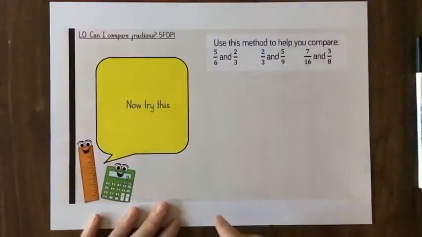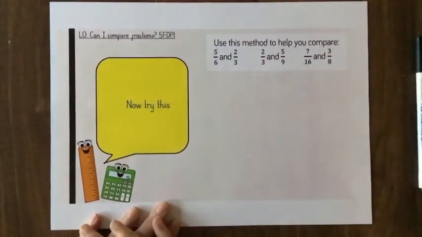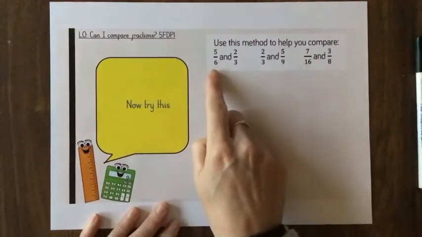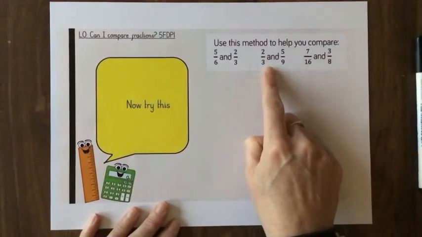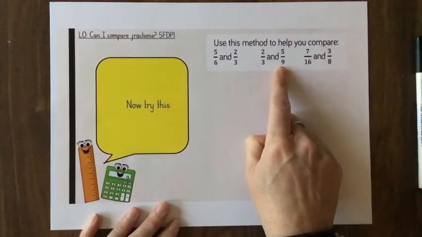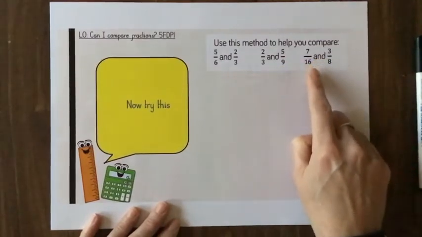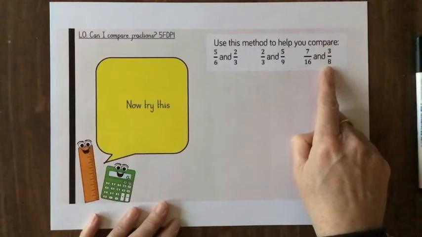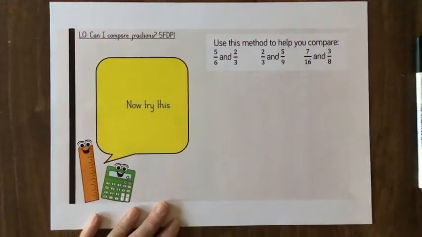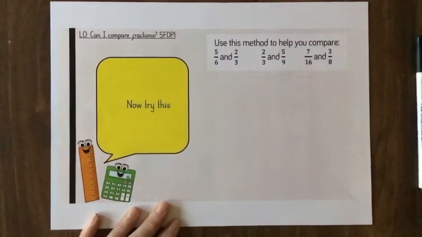What I'd like you to do now is have a go at these using the same idea and put the less than and greater than symbol in the middle. So we're going to start off by looking at 5/6 and 2/3. Then you can have a go at comparing 2/3 and 5/9. And then compare 7/16 and 3/8. Pause the video while you do the working out and then come back and see if you were correct.